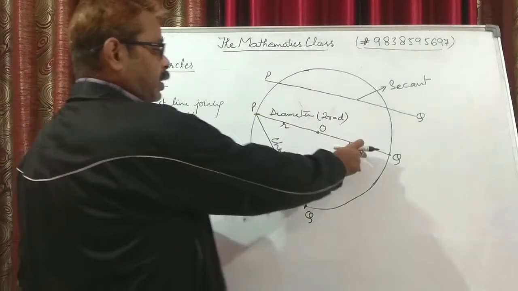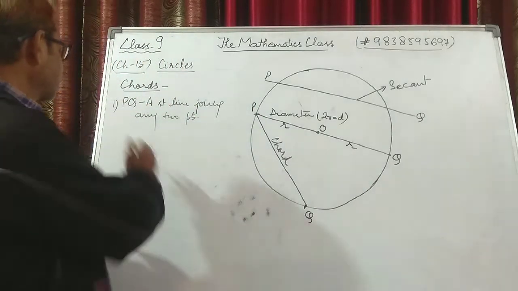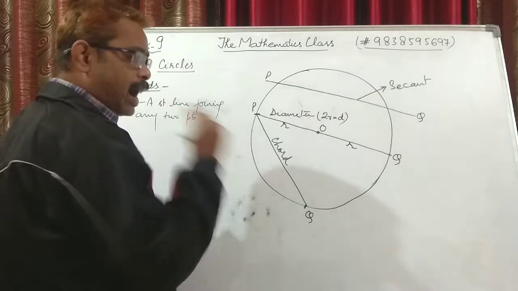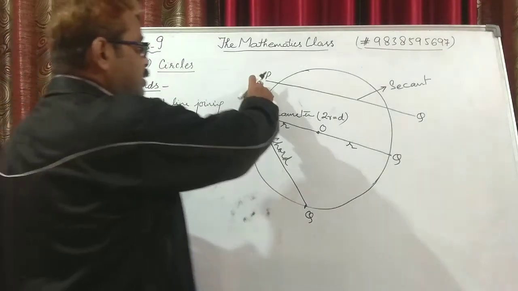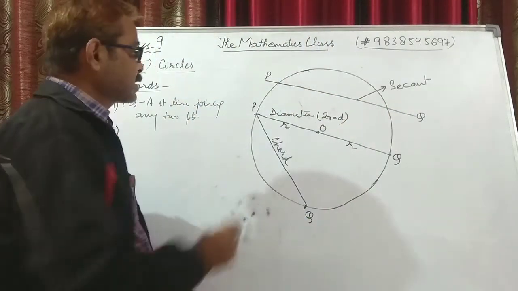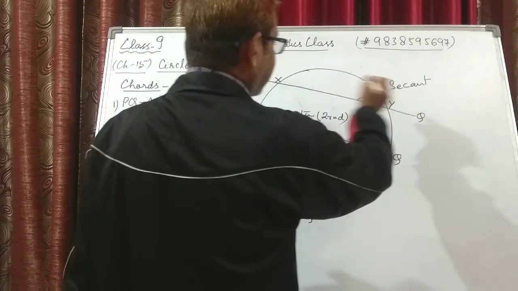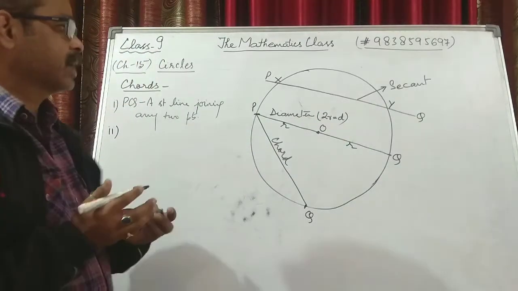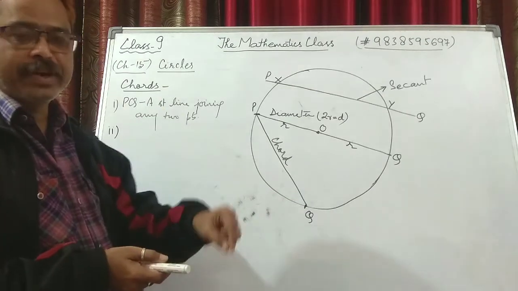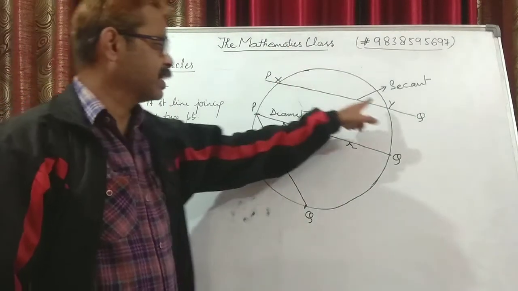In this diameter, what is it? Diameter divides the circle in 2 equal halves. This is also one property, that diameter divides the circle into 2 halves or 2 semicircles. Now this is secant. Secant is a line which intersects the circle, let us say PQ is a secant which intersects the circle at point X and point Y. What is a secant? A straight line which intersects the circle at 2 different points. Here PQ is a secant which is intersecting the circle in points X and Y.